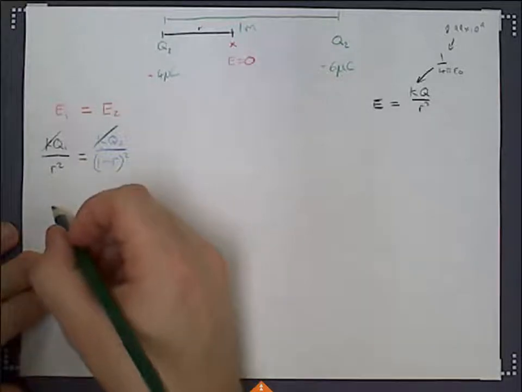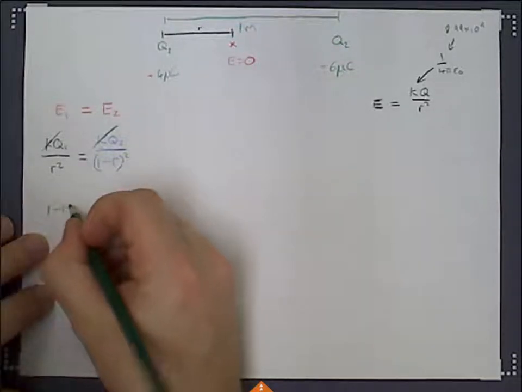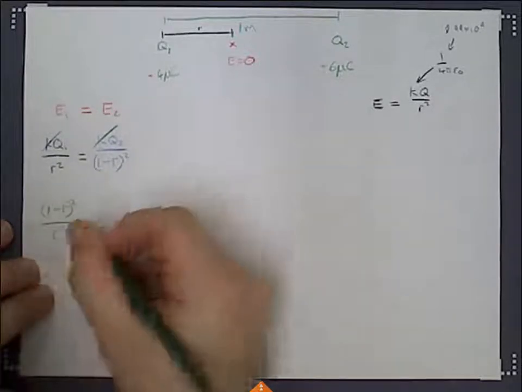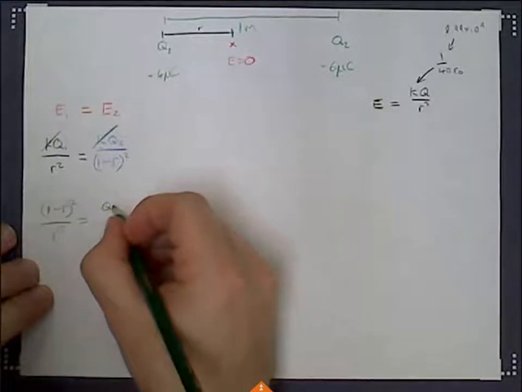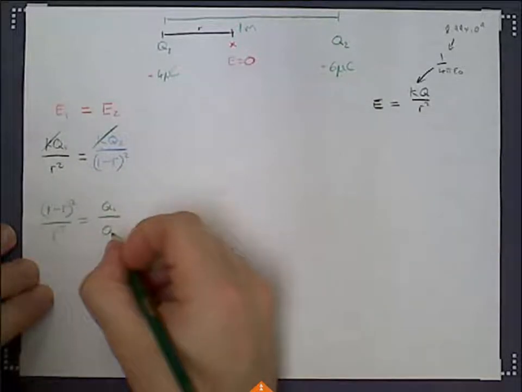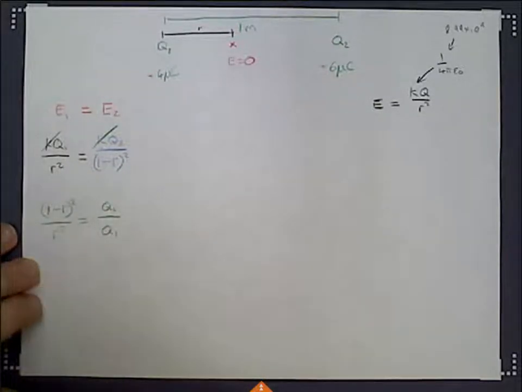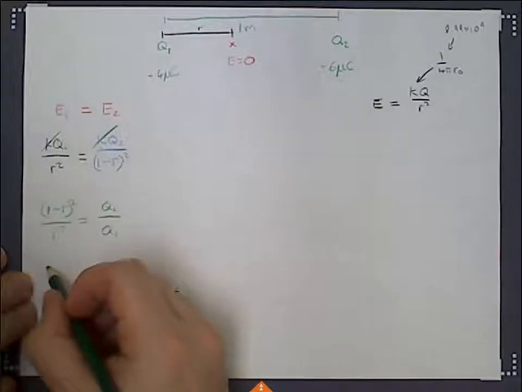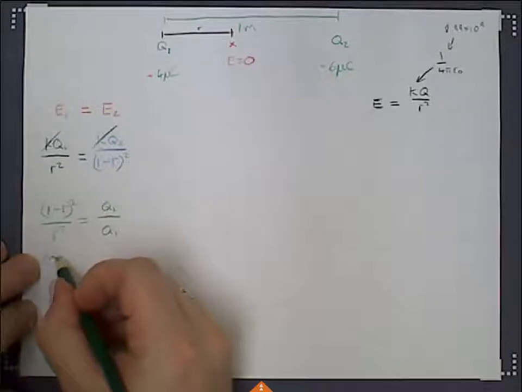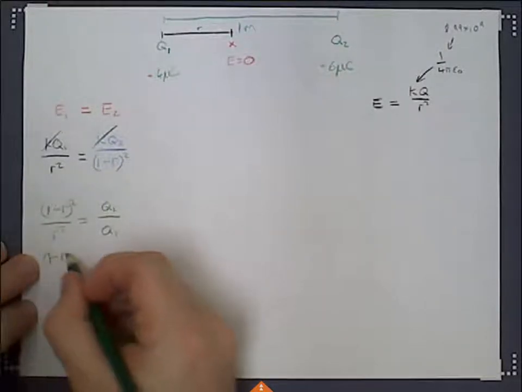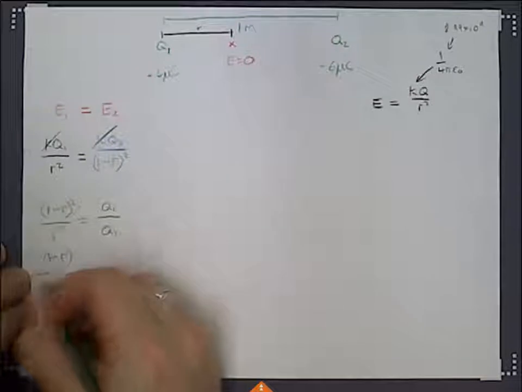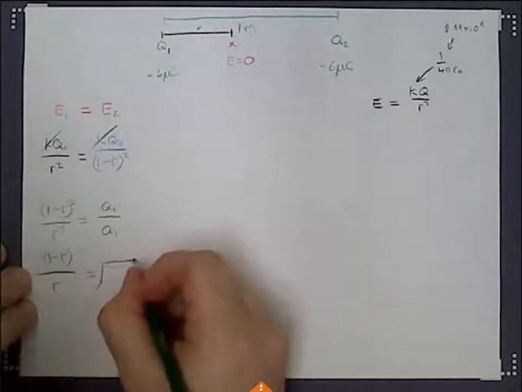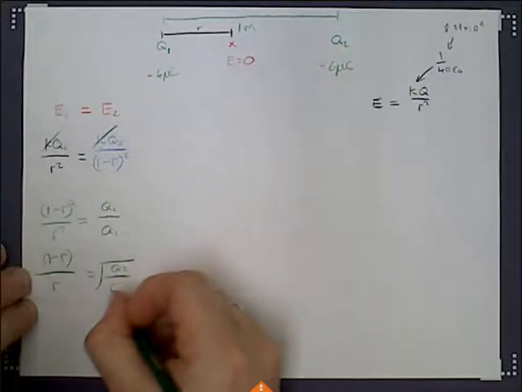Then we end up with (1 minus R) squared over R squared is going to equal Q2 over Q1. And then we can do more algebra. We can square root both sides. So we end up with 1 minus R over R is equal to the square root of Q2 over Q1.